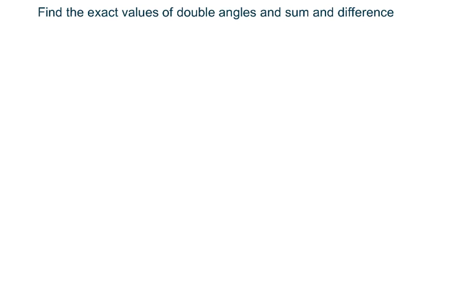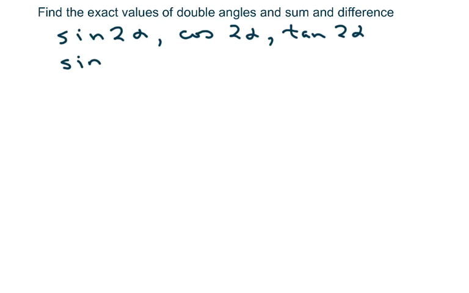Hi everyone. What we're going to find in this video is our double angles: sine of 2 alpha, cosine of 2 alpha, tan of 2 alpha, and we're also going to find sine of pi plus alpha, and we're going to find cosine of 3 pi over 2 minus alpha.